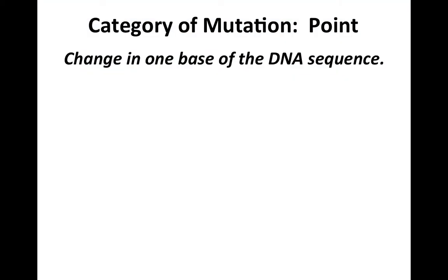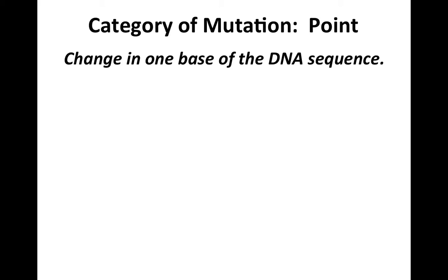Let's go over the two great big huge categories of them. The very first one is called a point mutation. A point mutation is basically a change in one base of the DNA sequence. Only one point of it, one single little spot, is going to have a change. So a change in one base of the DNA sequence.